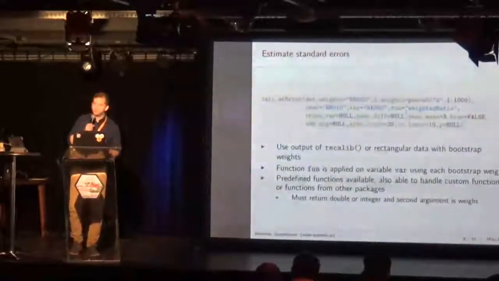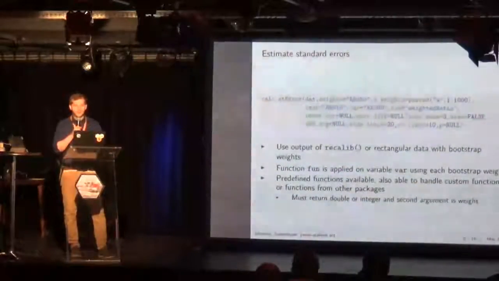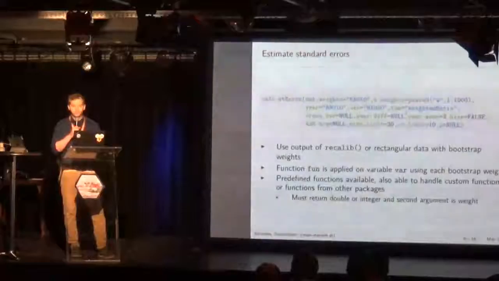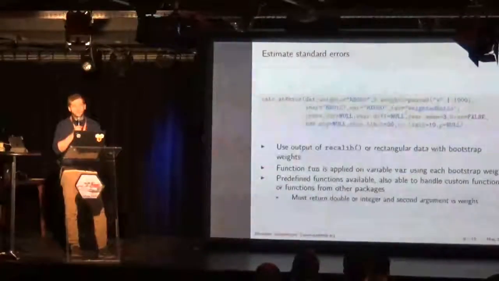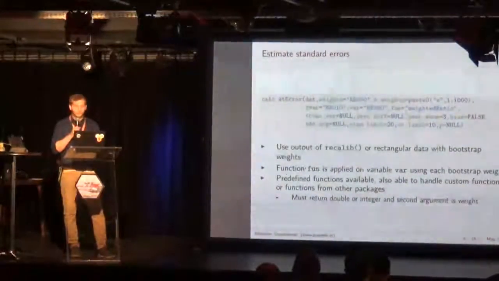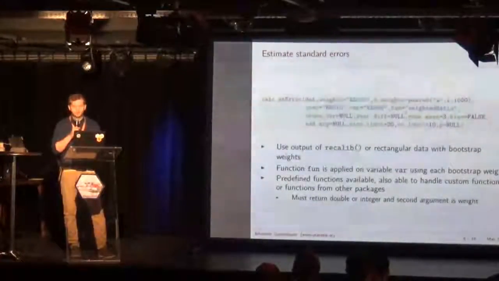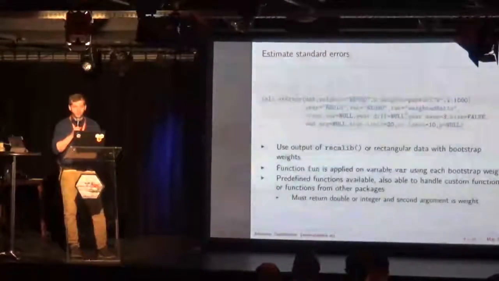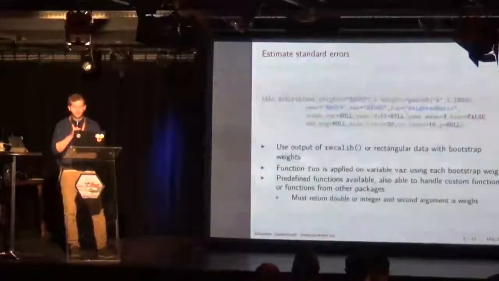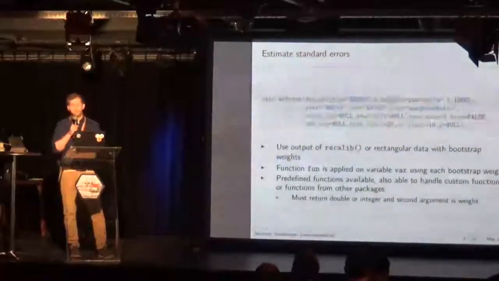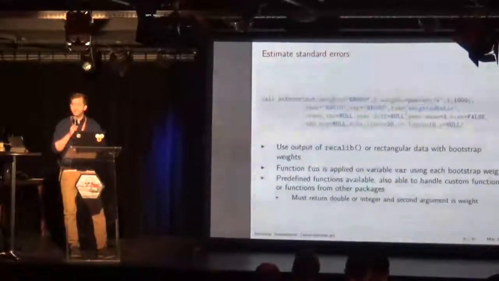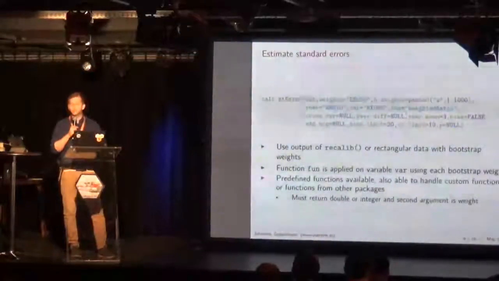So again, you plug in your data, you describe it a little bit, and then you say, okay, I have a function, a point estimate, and I want to have the point estimate applied on a variable. You can put in multiple variables, and there are some point estimates predefined. But basically, you can define any point estimate you want, and you can borrow any point estimate from any other existing package and just plug it in.